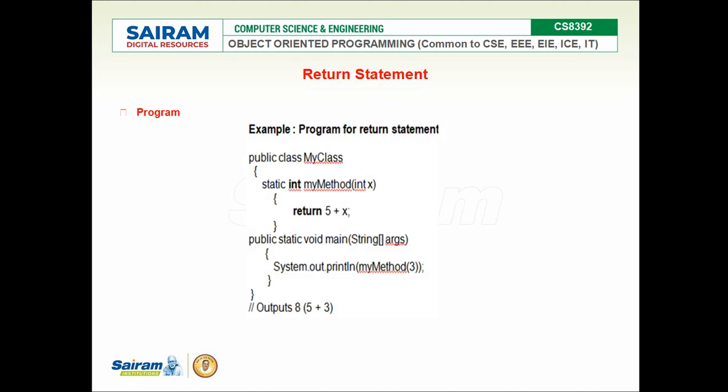With that we are finishing the control statements in Java. Selection statements, iteration or looping statements, and finally the jump statements. So there are 3 types of control statements in Java.